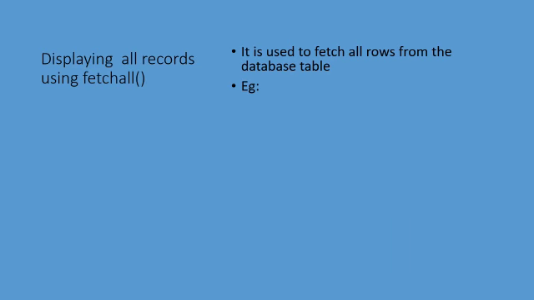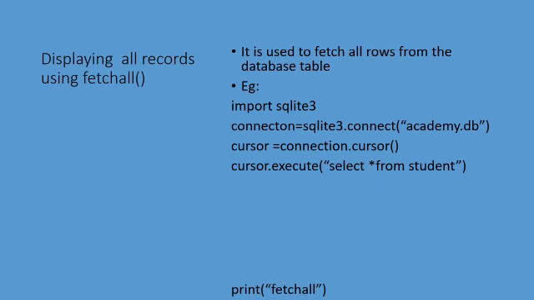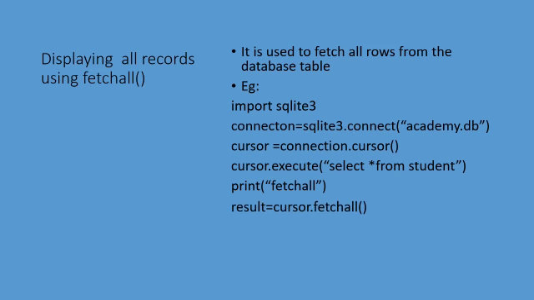Next, we are going to discuss displaying all records using fetch all. I said already there are many functions: fetch one, fetch all and fetch many. All the functions are used to display the records. First, what is fetch all? It is used to fetch all the rows from the database table. It is used to display all the records in a database table. So now, how can you use this?